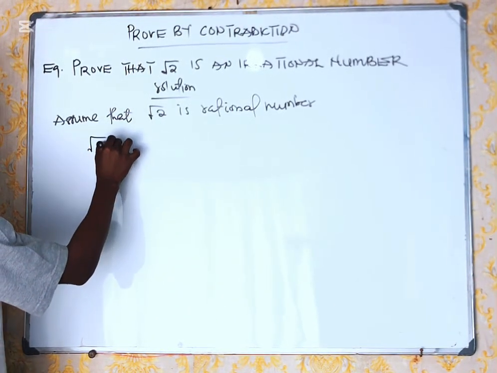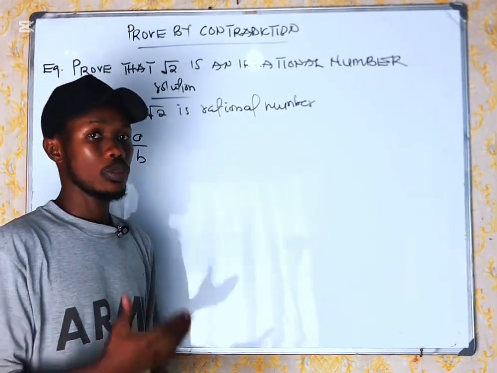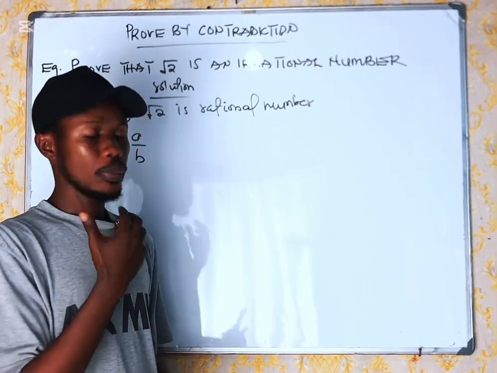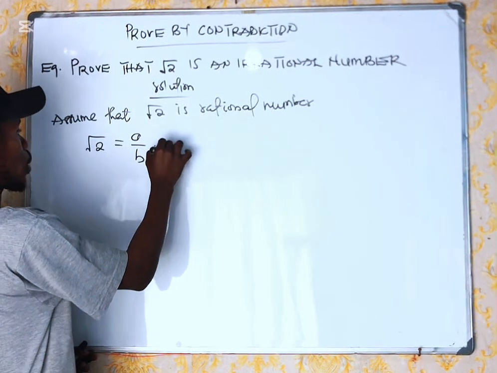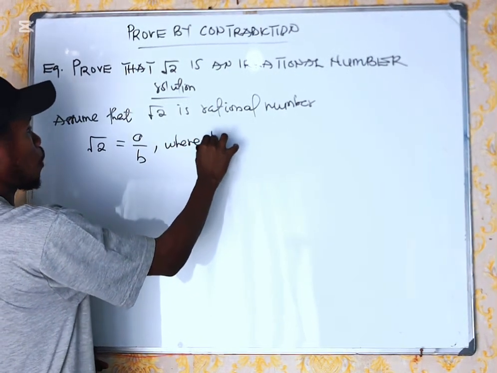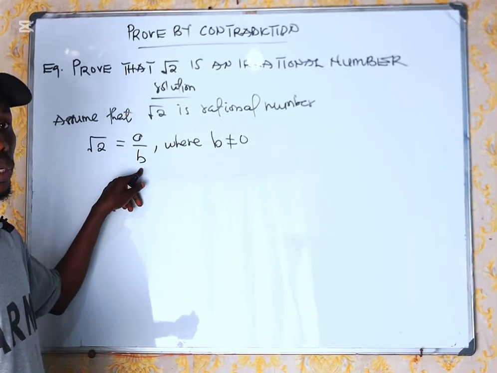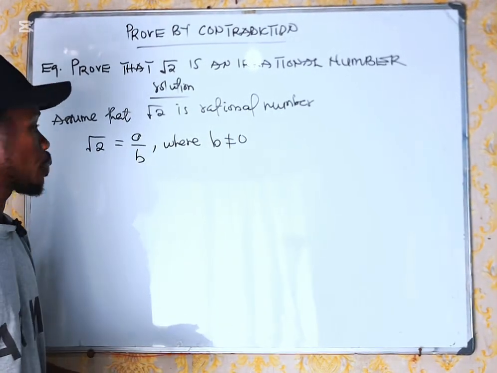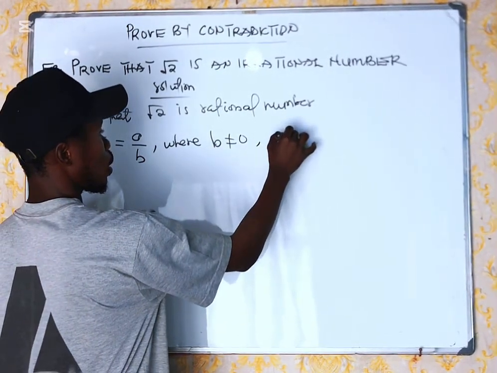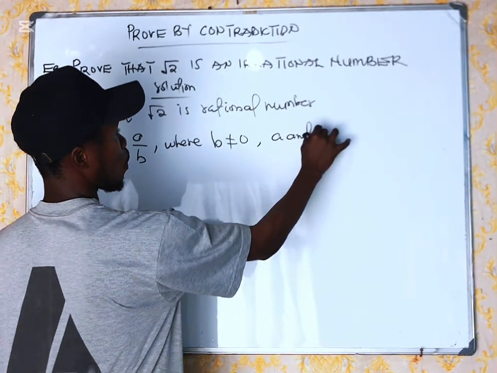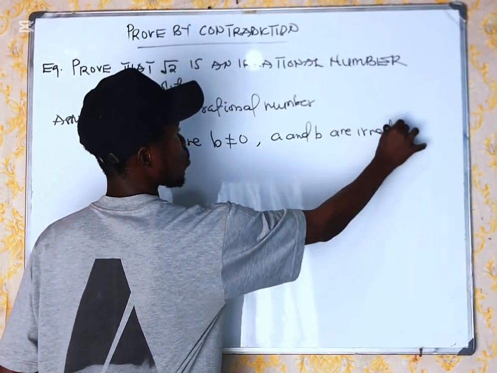So what I'm going to do next is that if root 2 is a rational number, it means that root 2 is equal to a over b, because we know that a rational number can be expressed in what? Can be expressed in the fraction form, where b is not equal to 0, because immediately this b goes to 0, it becomes what? Undefined. And also a and b are irreducible.